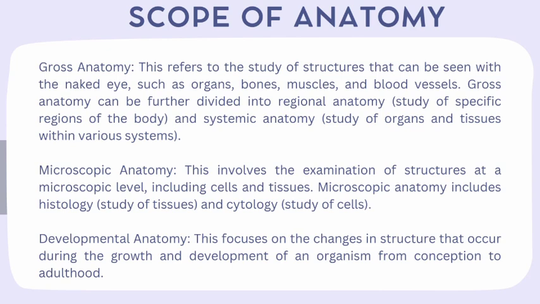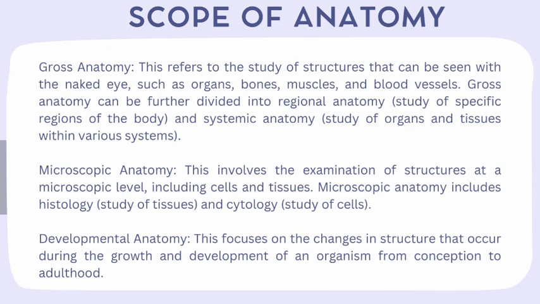First, gross anatomy. This refers to the study of structures that can be seen with the naked eye, such as organs, bones, muscles, and blood vessels. Gross anatomy can be further divided into regional anatomy, study of specific regions of the body, and systemic anatomy, study of organs and tissues within various systems. Second, microscopic anatomy. This involves the examination of structures at a microscopic level, including cells and tissues. Microscopic anatomy includes histology, study of tissues, and cytology, study of cells.